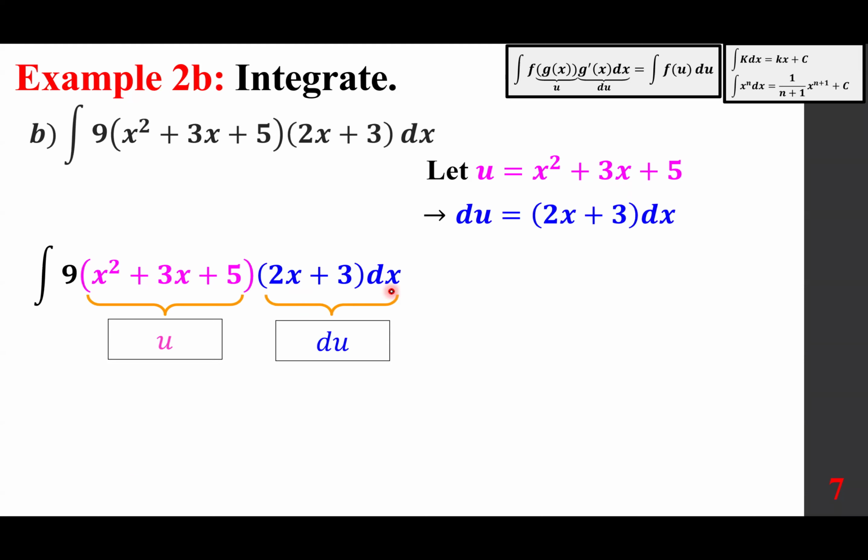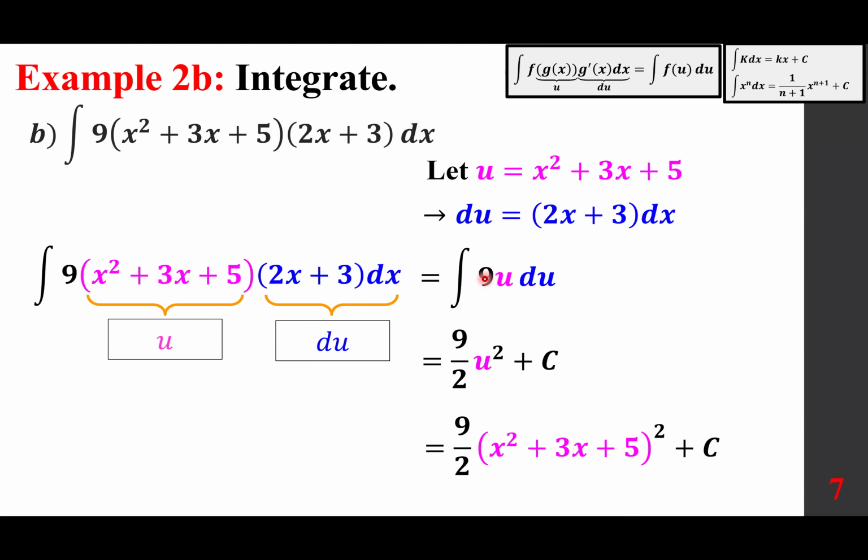So we have 9u du. By the way, number 9, in or outside the integral sign makes no difference. So you're really dealing with u, and you're going to use the power rule, which is half of u squared. So 9 halves u squared plus a constant. U is replaced, and we get 9 halves x squared plus 3x plus 5 to the power of 2 plus a constant, and we're done.